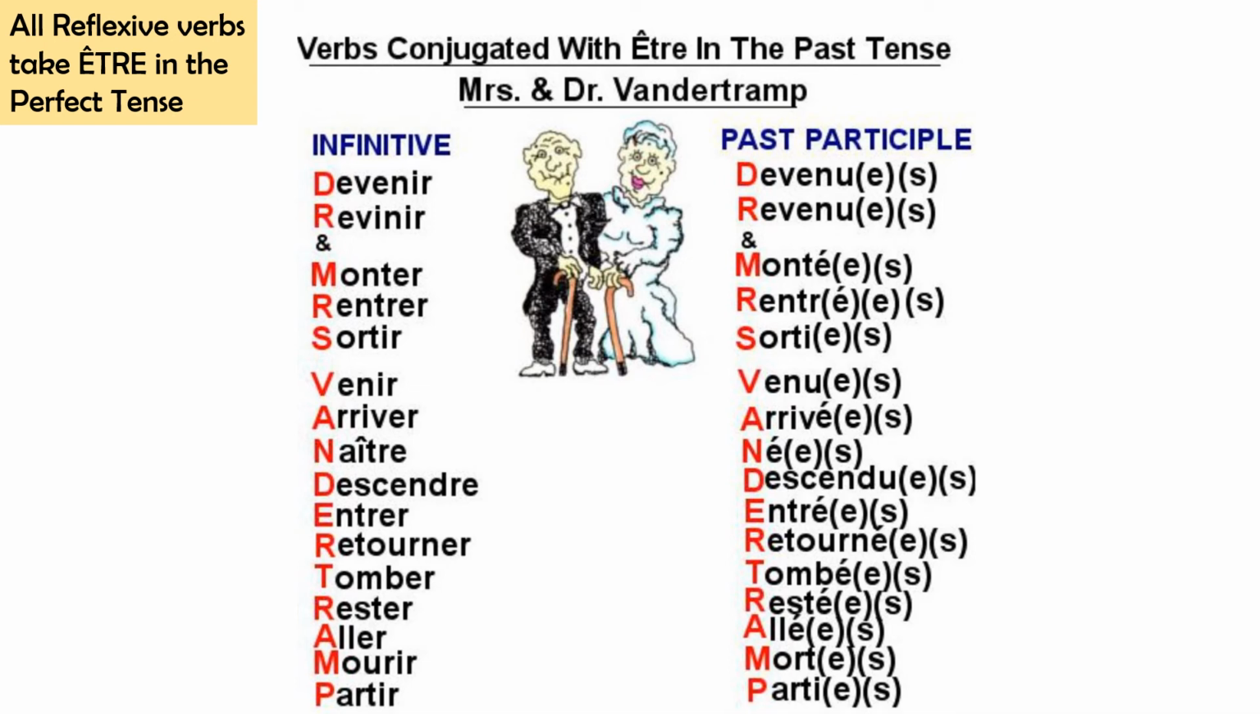One thing to point out, I put at the top of the page, any reflexive verb used in the past takes être as well. So je me lève is I get up. So I got up would be je me suis levé. All reflexive verbs take être as well.